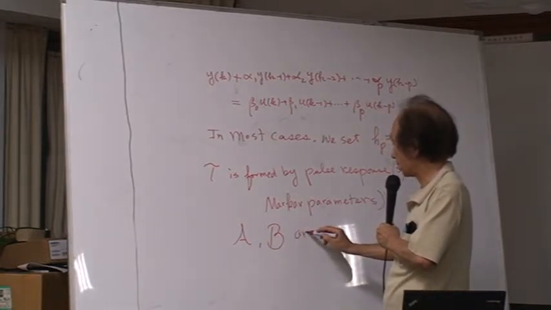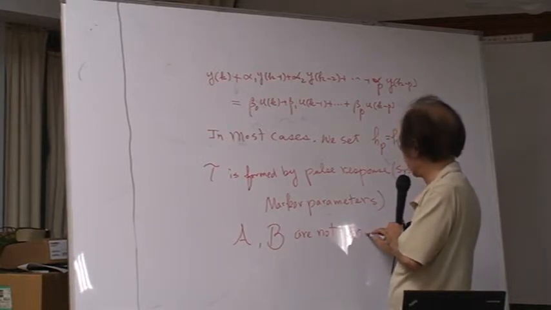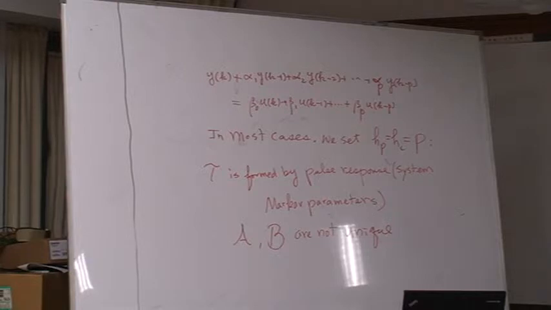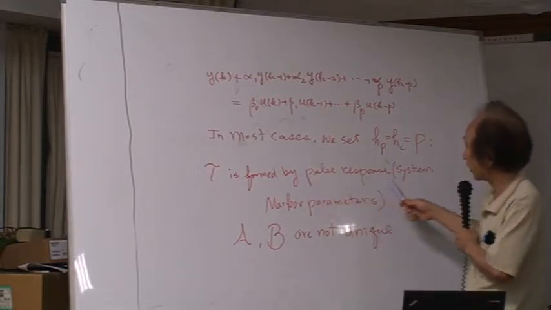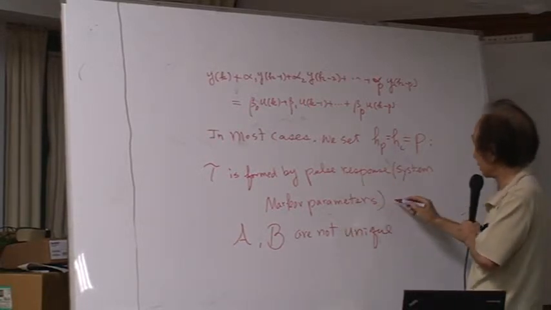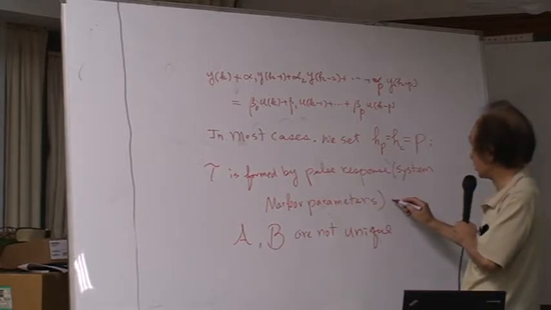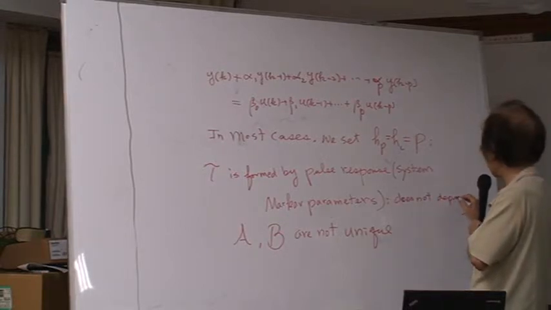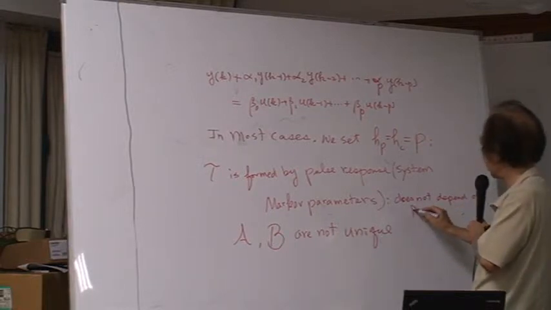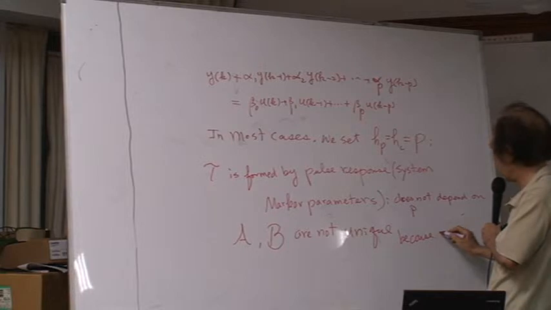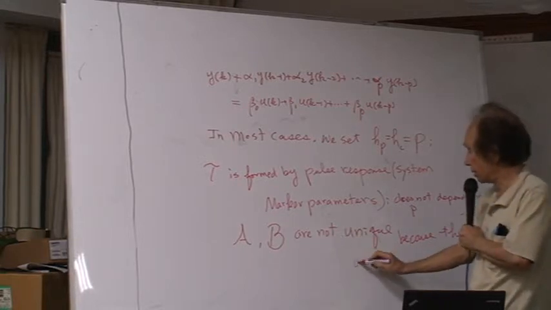The script A and script B are not really unique. Well, T is unique for a given system. Doesn't matter how much P we're talking about. This is formed by pulse response, so if you change the P value, T does not change; it does not depend on P. A and B are not unique because they are P dependent.